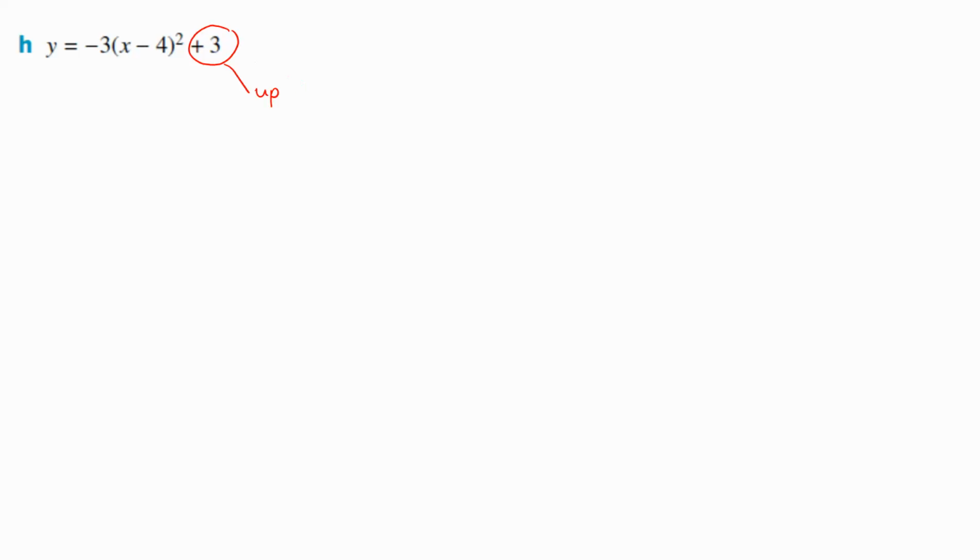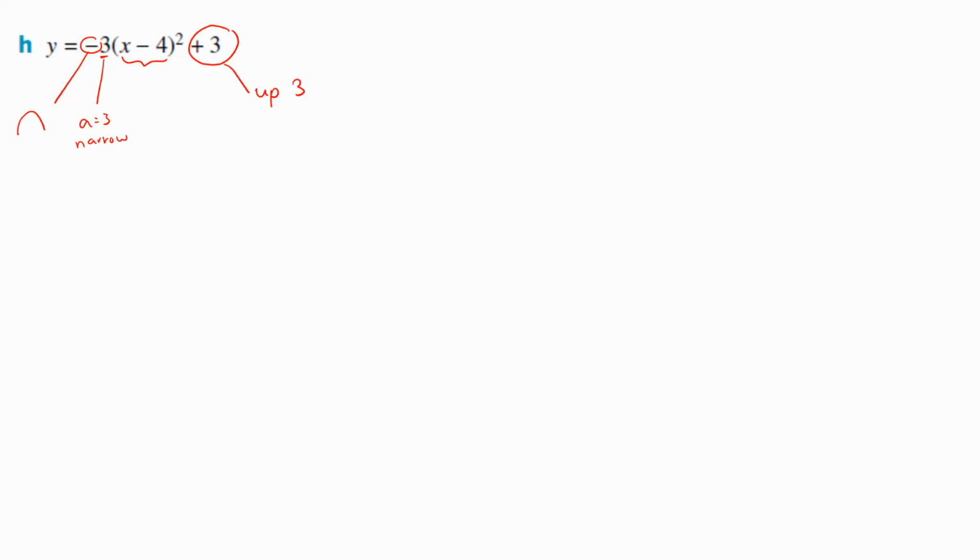In our case, because it's +3, it's up 3. We see there's a negative. That means it's a frown. It's a negative. A is the value. A is currently 3, and that means it's narrow. But because it's negative, it's a frown and a narrow.